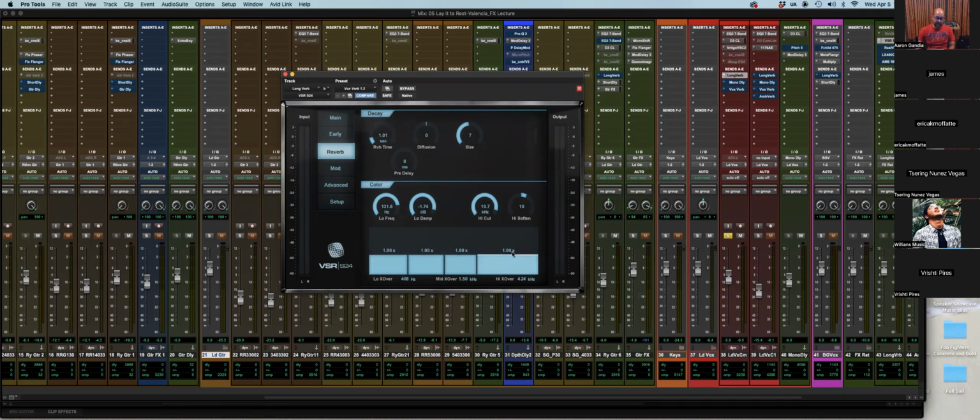But if I now put this at times 2, that means that from 4.2K and up, the decay time is 2 seconds long because it's a times 2 factor. Everything else is below. And if I go to 0.5, that means that from 4.2K and above, the decay time is half a second or 500 milliseconds. Let's hear that.